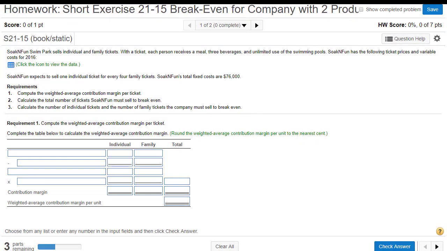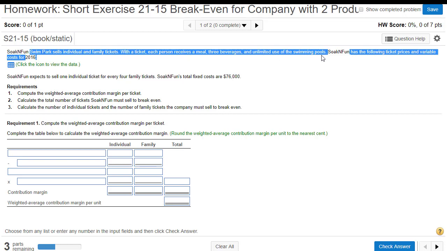Short exercise 21-15. We're going to calculate the break-even point, but this time it's going to be for a company with 2 products instead of 1 product. Soak and Fun Swim Park sells individual and family tickets. With a ticket, each person receives a meal, 3 beverages, and unlimited use of the swimming pools. Soak and Fun has the following ticket prices and variable costs.